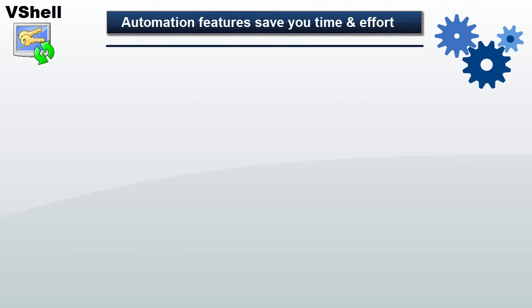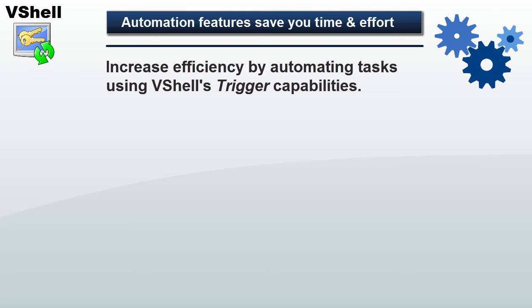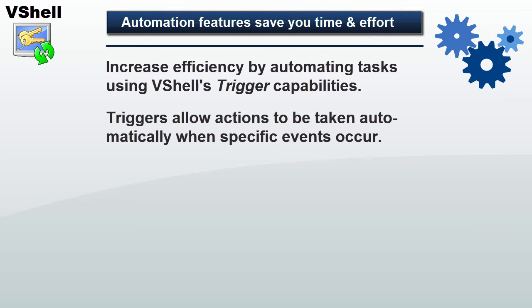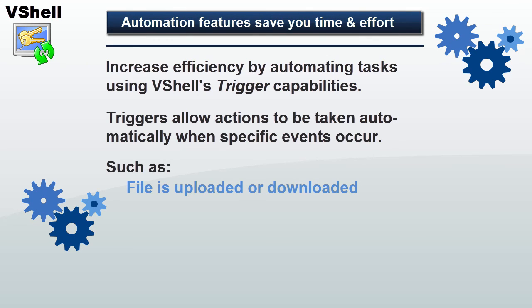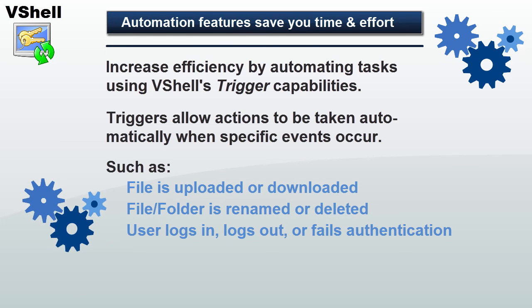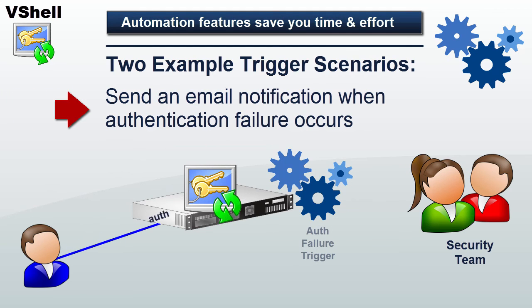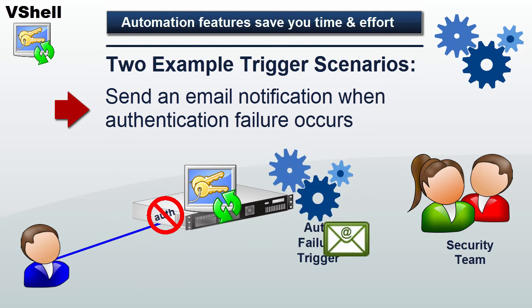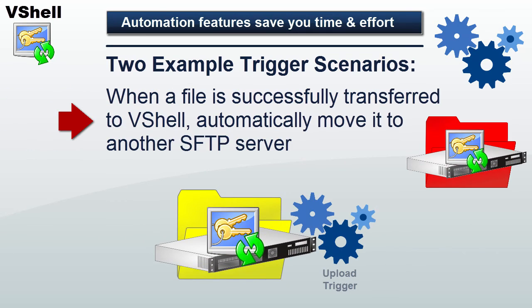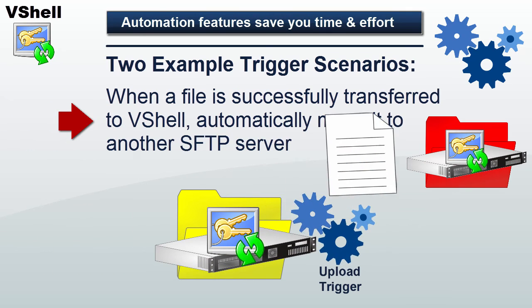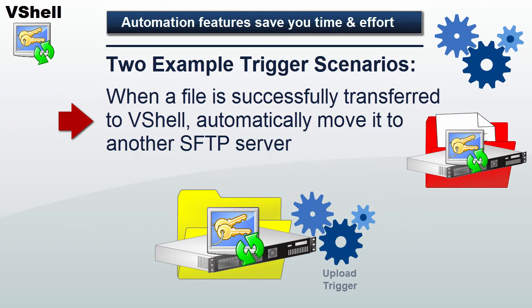While log files and live monitoring of VShell provide valuable information, you have more to do than continuously hover over VShell's monitor or endlessly parse log files for interesting information. So, you set up VShell triggers to automatically take action when specific events occur. Here are just two examples. Set up an email notification for whenever a failed authentication occurs, or automatically move a file to another SFTP server as soon as it's been successfully transferred to VShell.